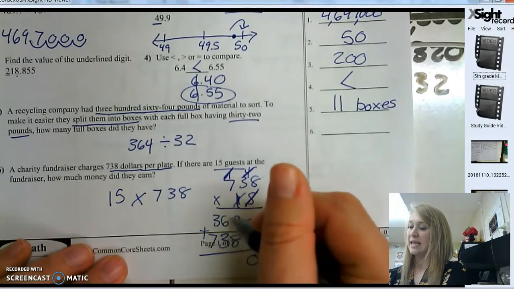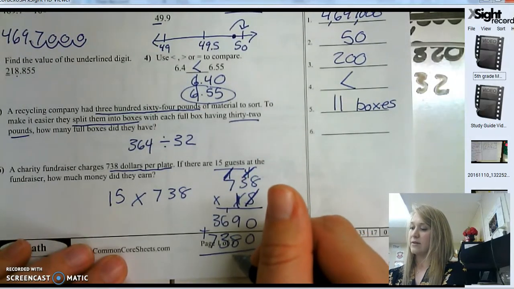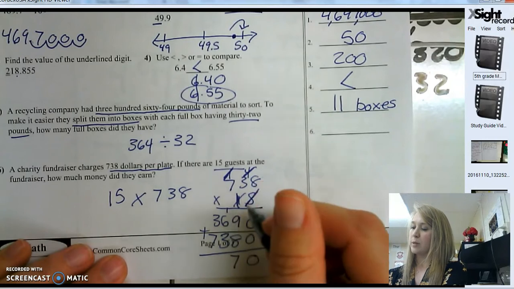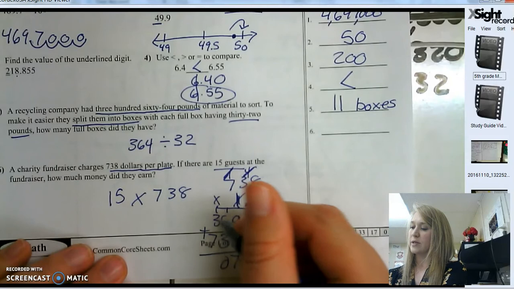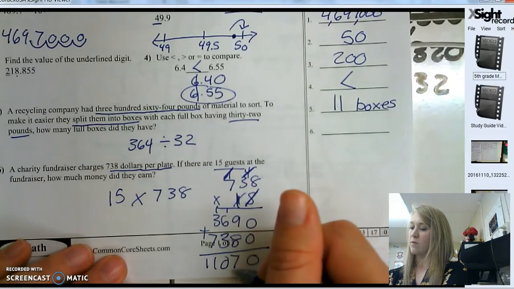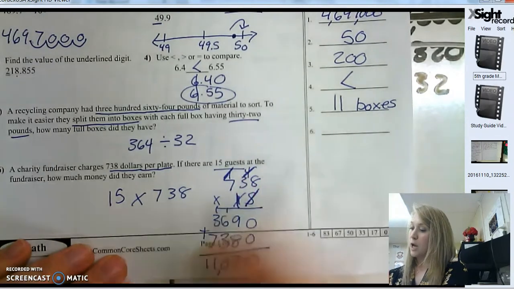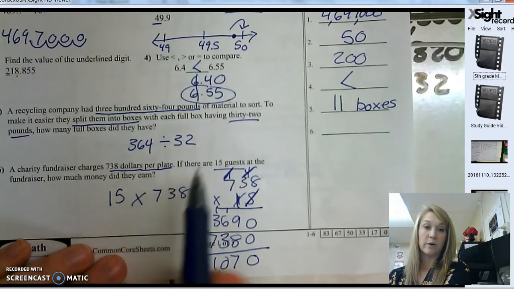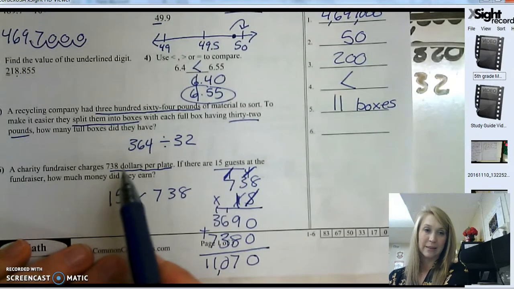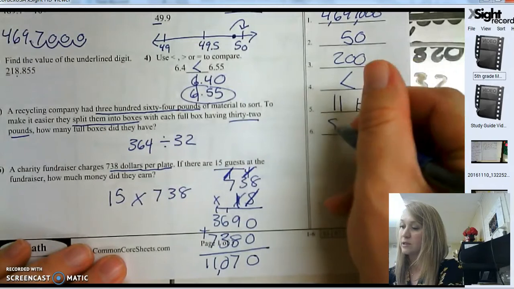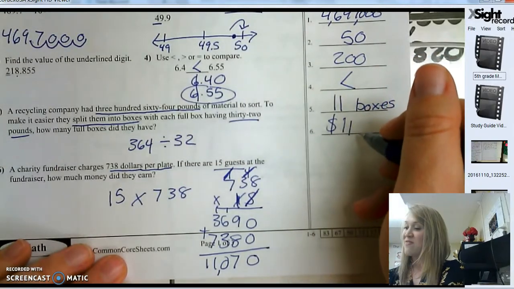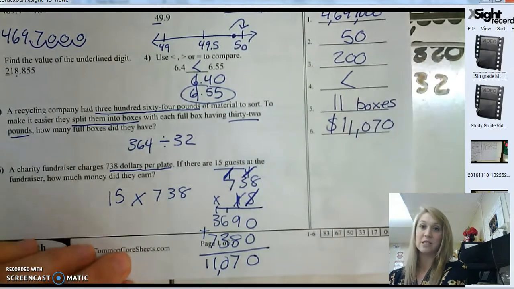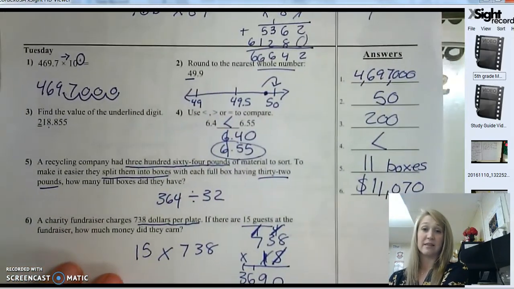0. 9 plus 8 is 17. 6 plus 1 is 7, plus 3 is 10. 7 plus 3 is 10, plus 1 is 11. 1, 1, 0, 7, 0, comma. So, how much money did they earn when 15 guests bought plates for $738? This is money, so I need to label it. They earned $11,070. Wow, that's a lot of money that they earned.